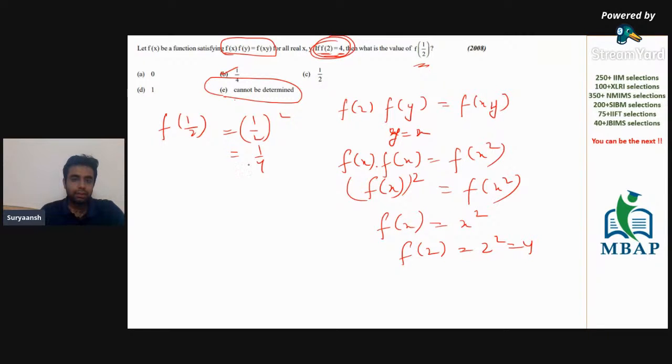Simple question, right? You just have to substitute y equal to x, and you can get this answer. f(x) whole squared is equal to f(x²). That means f(x) has to be x², and this point is also proved because f(2) is given as 4. So straight away it's x². This is one method, and it is also an easy method. It should not take you more than 15 to 20 seconds to solve this question. You just have to come to the conclusion that f(x) is basically x². Once you do that, you'll be able to find f(1/2), which is 1/4.